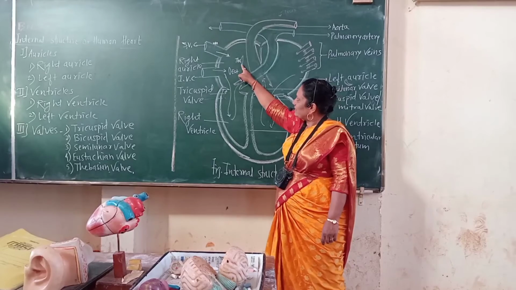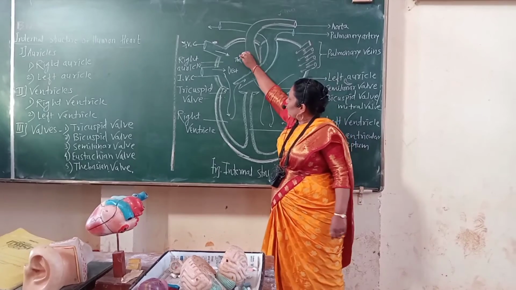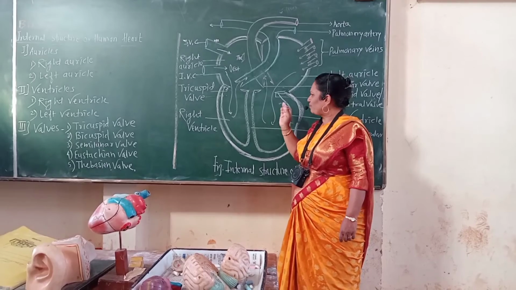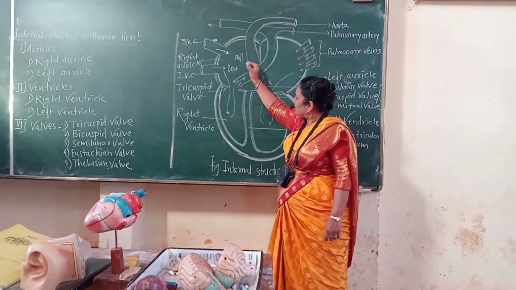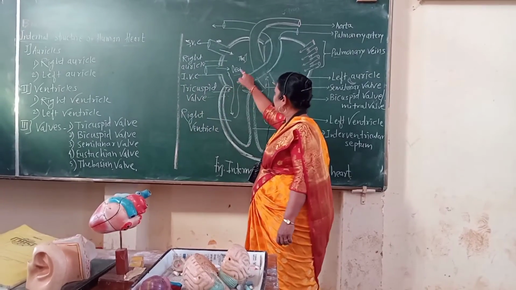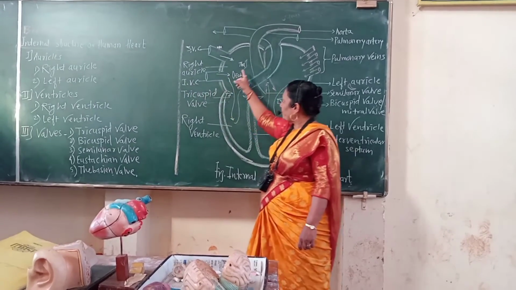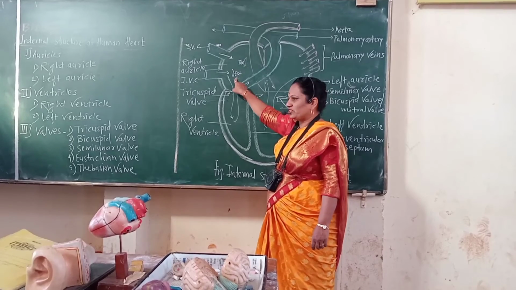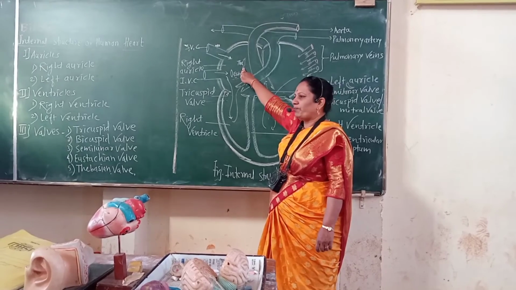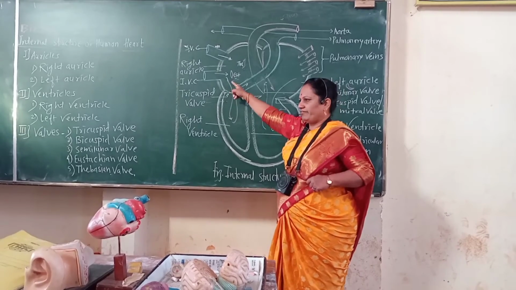The next type of valve is called the Thebesian valve. Thebesian valve is present at the opening of the coronary sinus. Coronary sinus supplies pure blood to the whole heart wall. The next type of valve is called the Eustachian valve, present at the opening of the inferior vena cava. Two valves are there, Thebesian valve and Eustachian valve, present in the wall of the right auricle. Thebesian valve is present at the opening of the coronary sinus and Eustachian valve is present at the opening of the inferior vena cava.